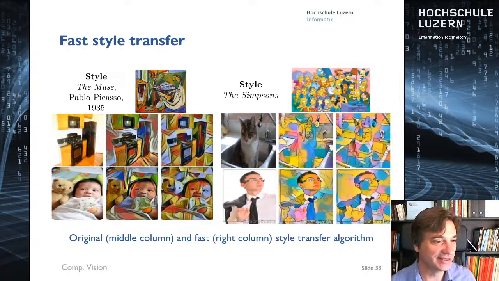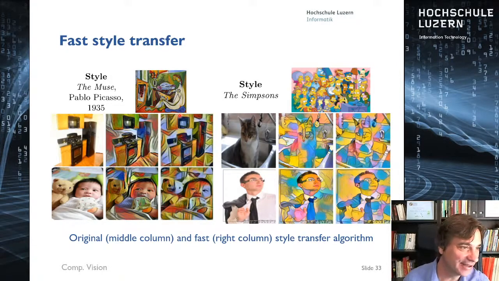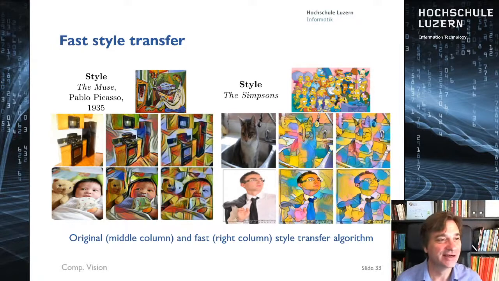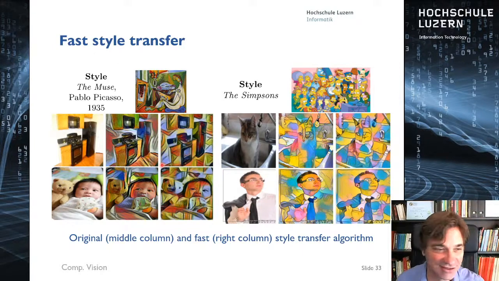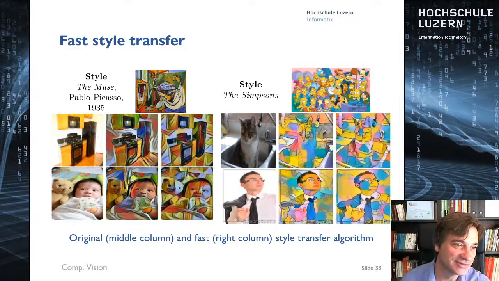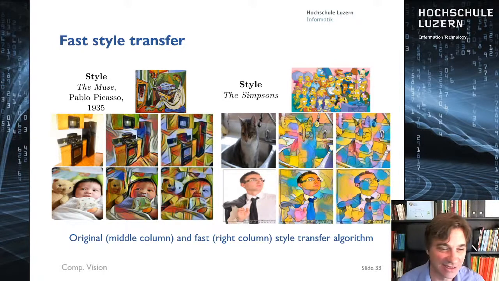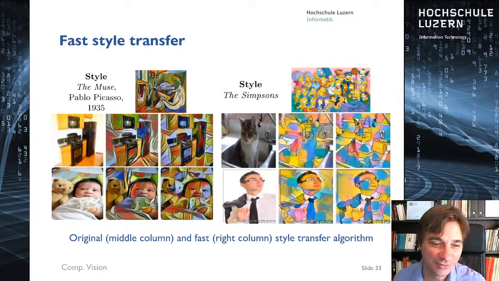Here are some ideas from their paper. Here is one style from Picasso, and then two input images of a baby and of some kitchen, and how they look in the Picasso style. Or you don't need to take an artist, you can also take the Simpsons as a style image and use that as input, and then you get the guy here a bit in Simpson style with a lot of yellow and blue.